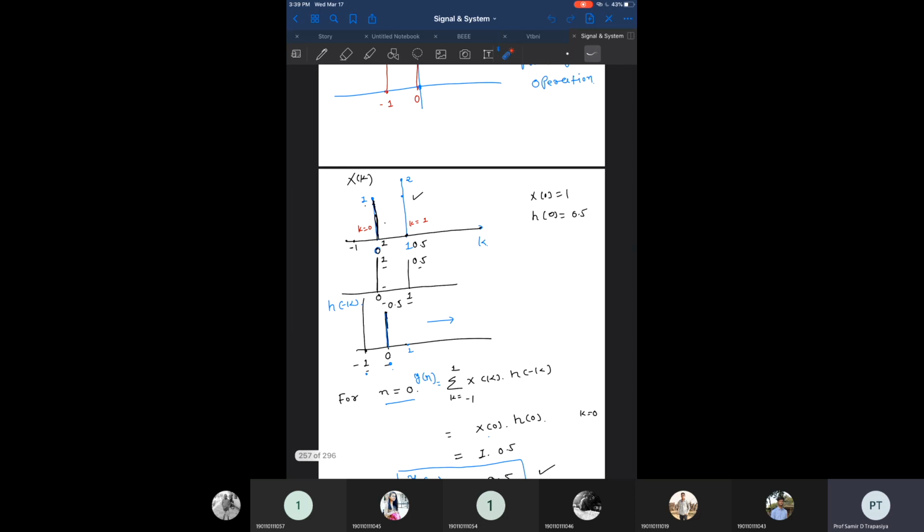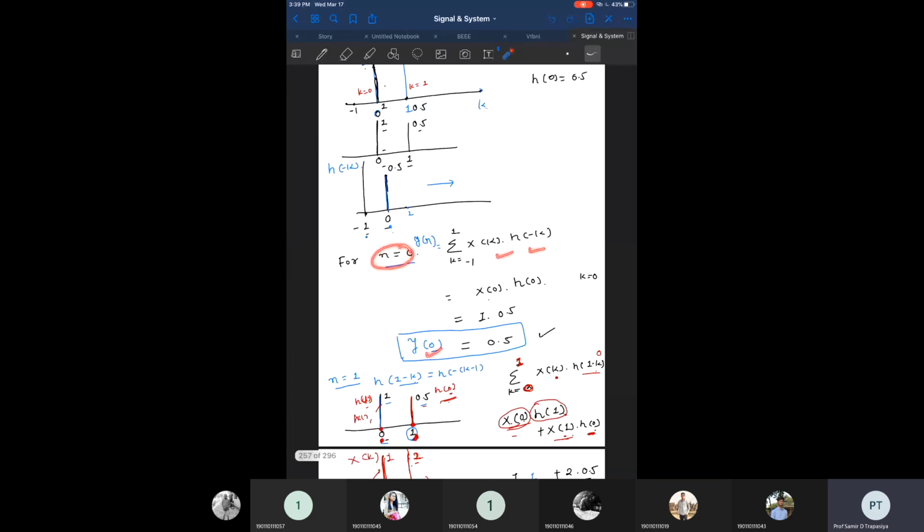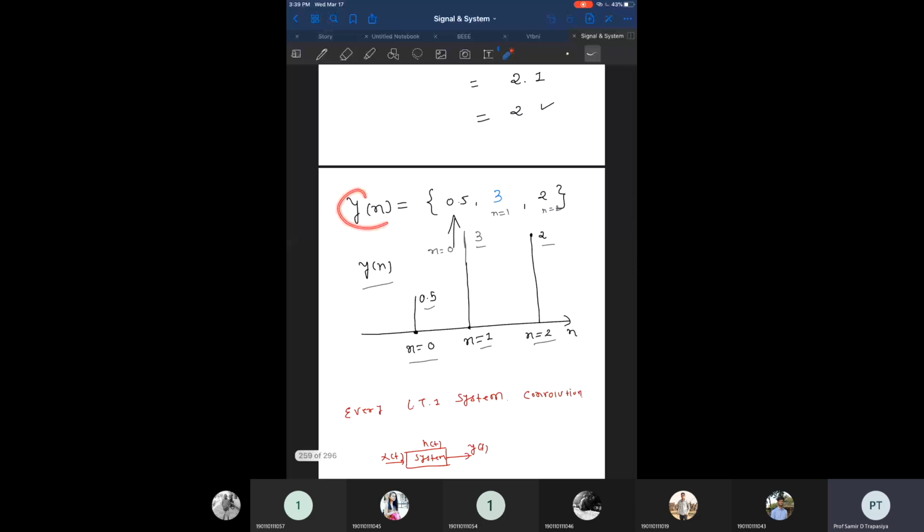For n equal to 2, we assign it as y of 2, and so for all these points we have identified, we assign them to y of n. So this part we have covered. We have taken one example of this, and we have even discussed it for every LTI system.